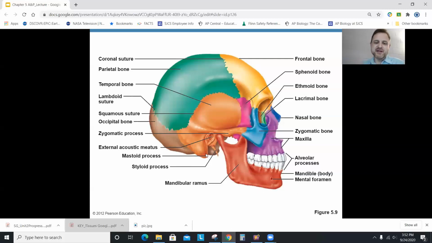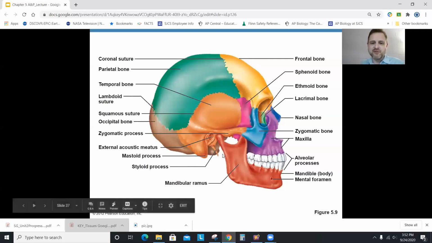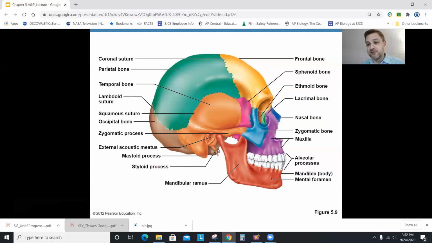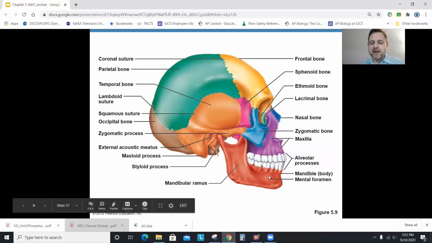All right. The styloid process, you can't feel that one through your skin. It's also a connection for muscles of your neck. Okay, I think we've done everything on the back of the head. So the mandible is your jaw.